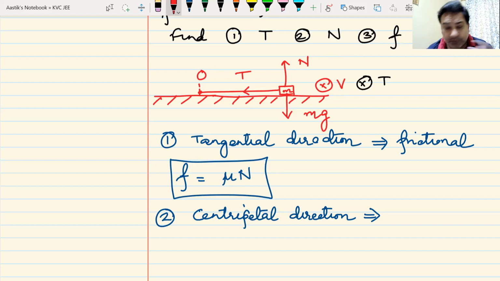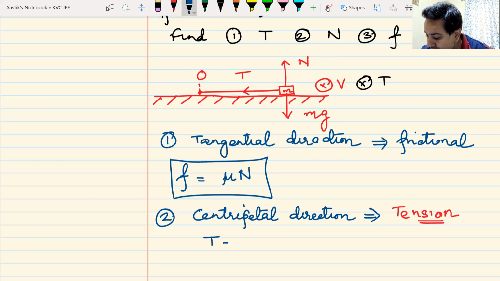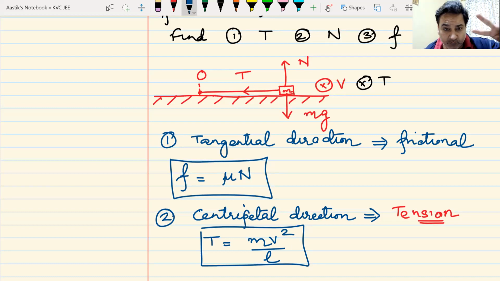Okay. So in the centripetal direction, what is the force? The only force acting here is the tension force, T. Total force is T. This T must be equal to mv square by L. This becomes my second equation. Sound is clear. So Jyotsana, you need to check your mic or your headphone.